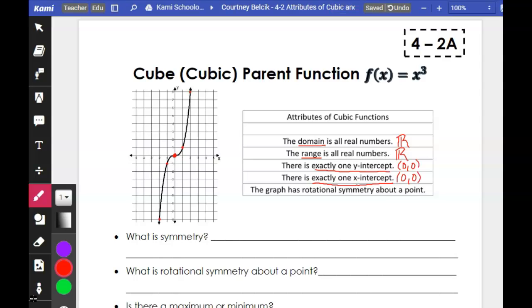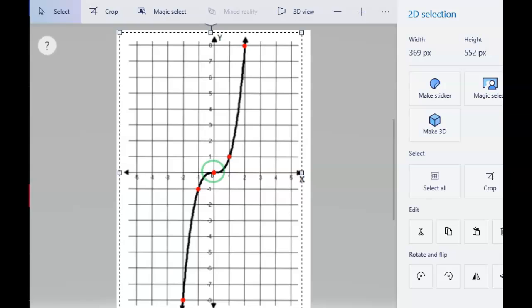And finally, we have an attribute that we haven't discussed yet, and it's that the graph of a cubic parent function has rotational symmetry about a point. Now, rotational symmetry is something that you're not quite familiar with. The point that it rotates around is the origin. And so what I'd like to do is show you kind of a little animation of what that is supposed to look like whenever you have rotational symmetry. So I'm going to pull up, there we go.